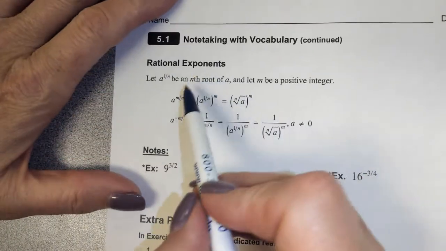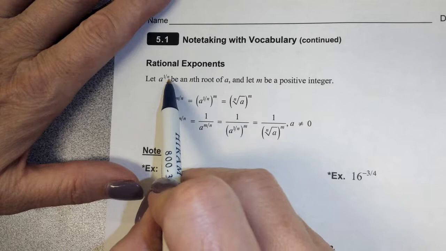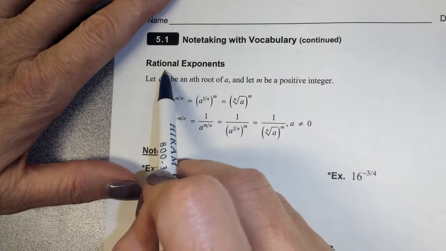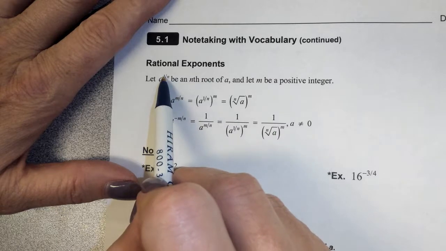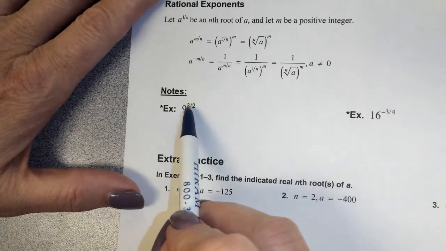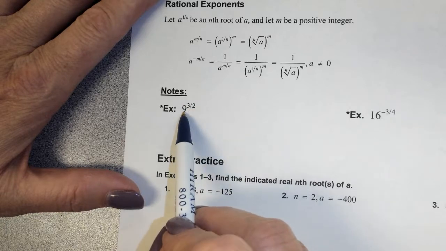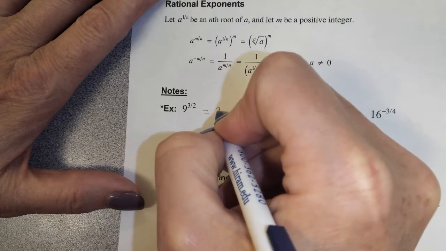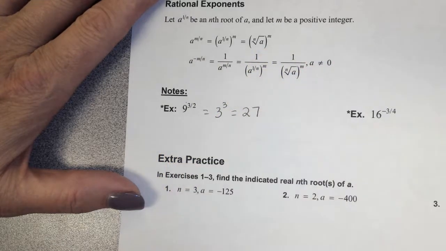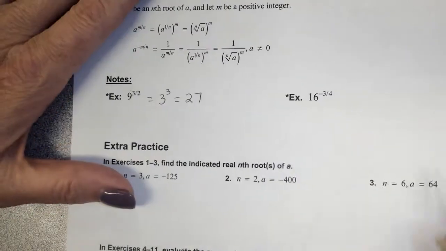And we have to understand what this notation means. N is going to be the root. The number on the top is going to be the power. In this case, the power is just 1. So if I'm doing this problem, 2 is the root, 3 is the power. This means take the square root of 9. That answers 3. Now we have 3 to the 3rd power, and that's 27. That's the way we do that kind of thing.